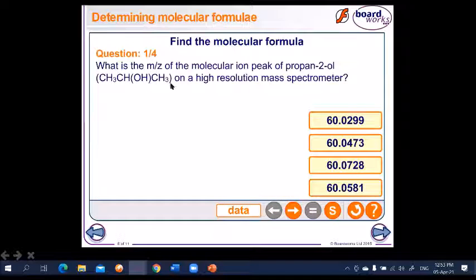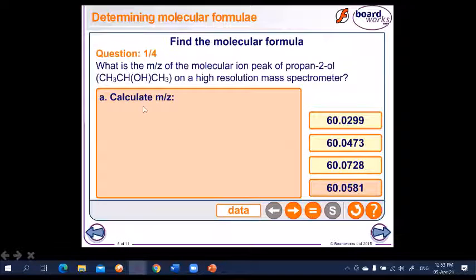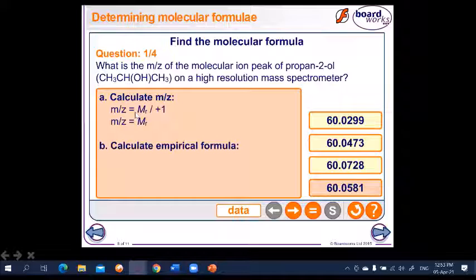See this example. What is the m/z of the molecular ion peak of propan-2-ol, CH3CHOHCH3, on a high resolution mass spectrometer? Let's solve this one and show how you work it out. Calculate the m/z. Sorry, let me go back. This is the equation: m/z is equal to Mr divided by +1, and m/z then will equal Mr.